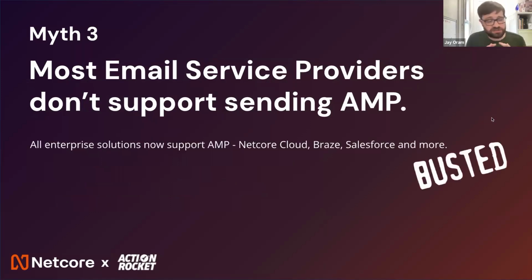So pretty much all enterprise solutions, Netcore, Braze, Salesforce, many email service providers that we now talk to, they all have AMP built in. A lot of the senders behind email service providers, like Mailjet or Mailgun, whatever it is, also have built-in AMP sending abilities now. So even if your ESP is using one of those third-party senders, they can probably set up AMP pretty quickly. So there shouldn't be a problem with that.